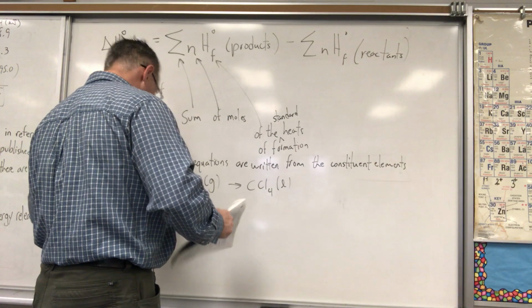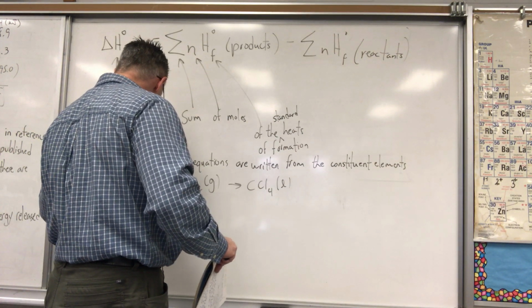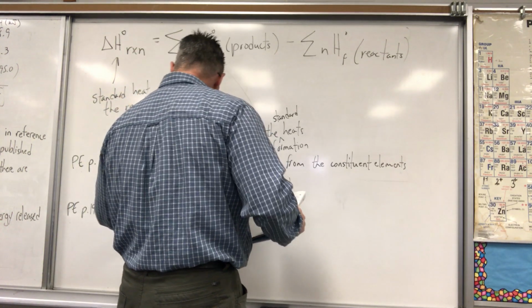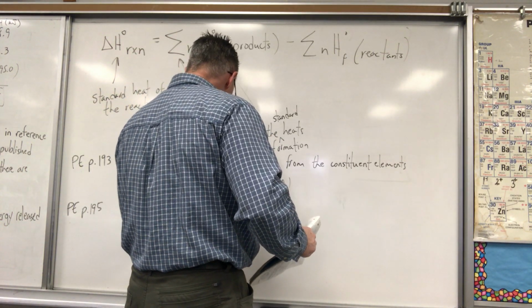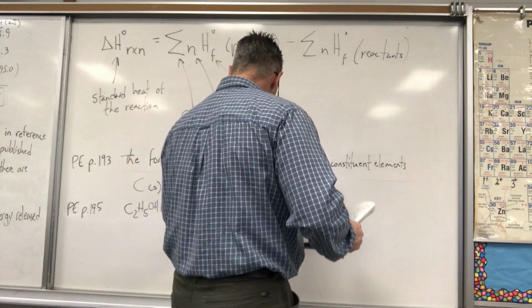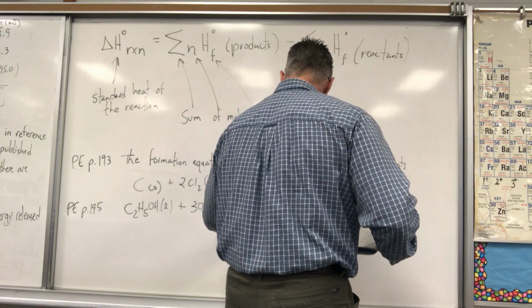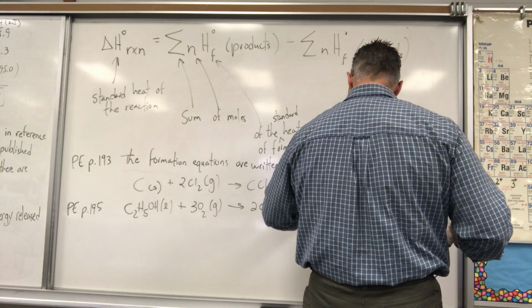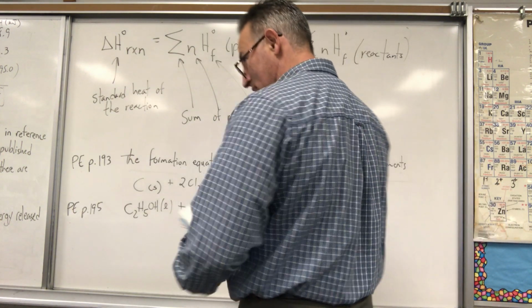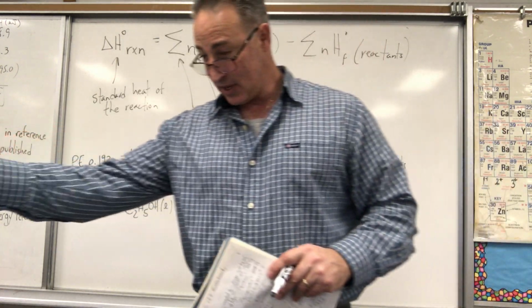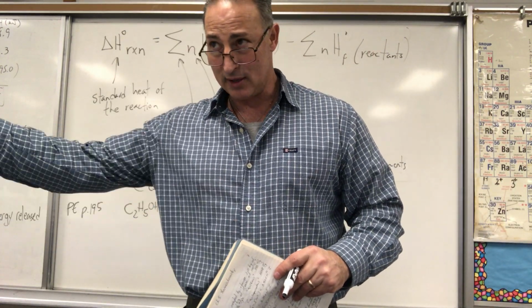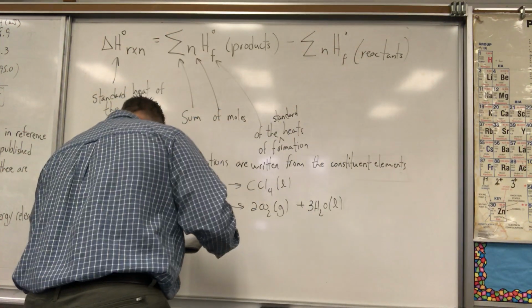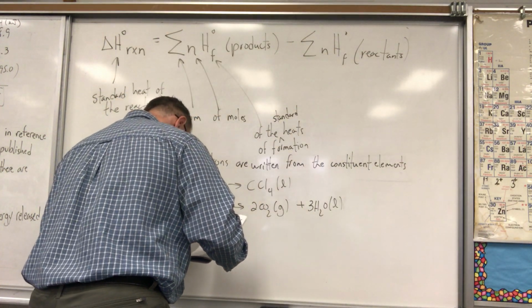Here's the reaction. You have ethanol plus 3 oxygen gas gives you 2 CO2 gas plus 3 H2O liquid. Now I looked up all the standard heats of formation. You're going to have a photocopied section of the book where you can look all those things up, so I'm going to include it with the package I give you. So for now, I looked up all the numbers for you, so here they are.